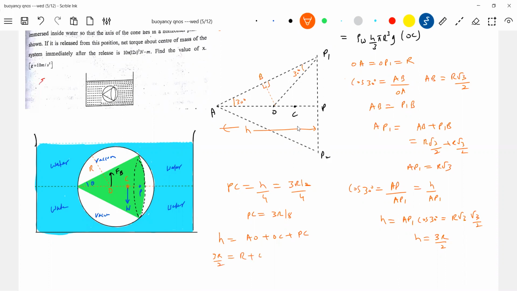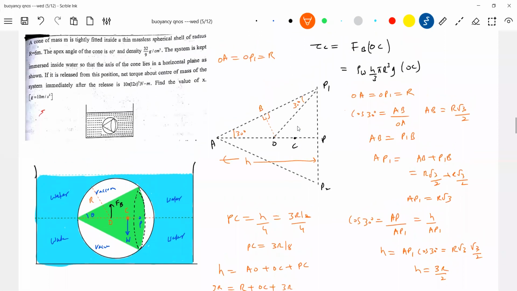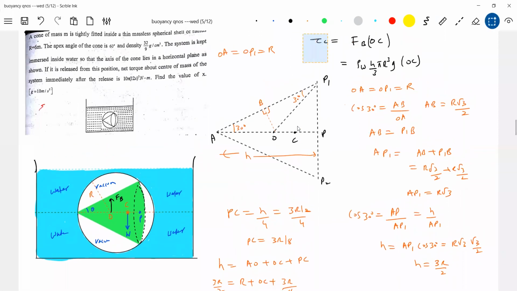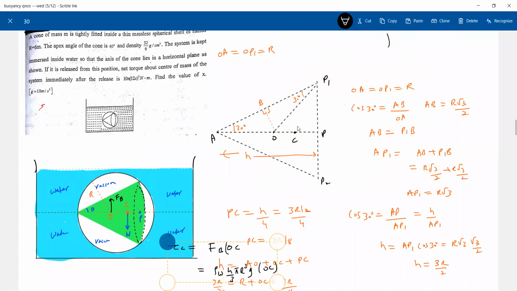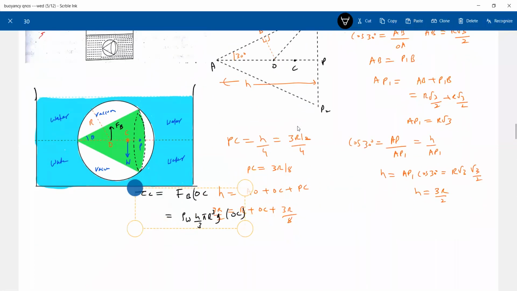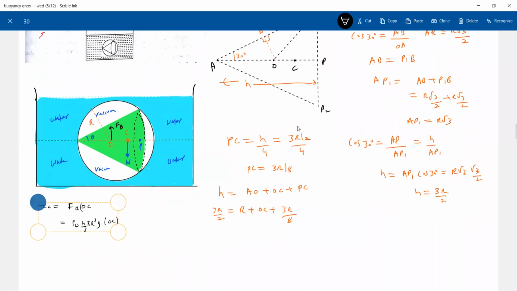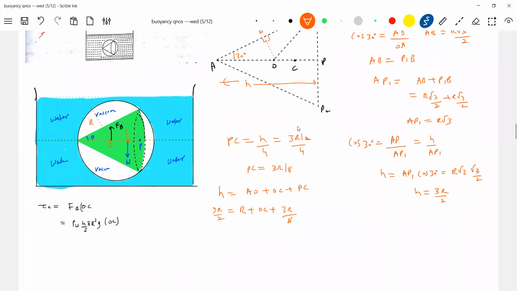AO is R, OC we don't know, PC is 3R by 8. Solve it, we'll get the expression for OC. That value of OC, if I substitute, I'll get the torque. I'll bring this data here. Anybody, the value of OC?